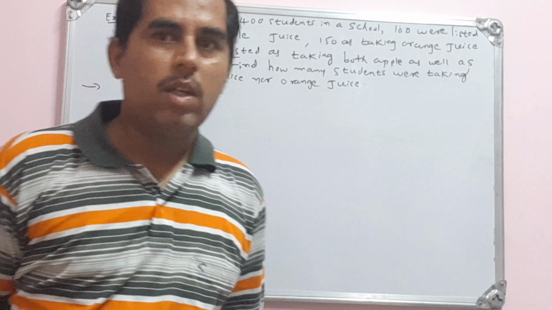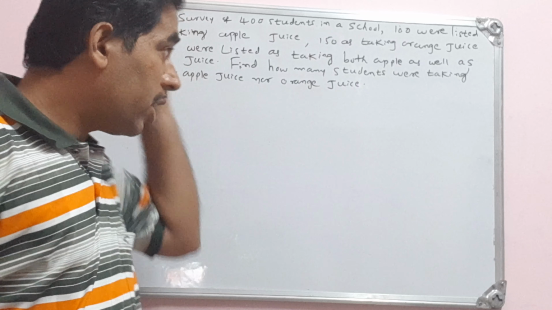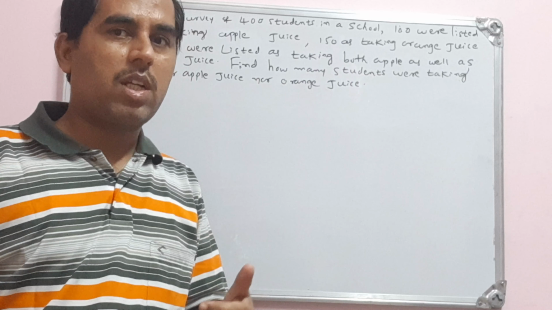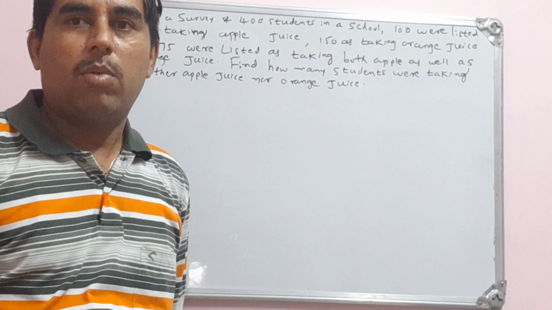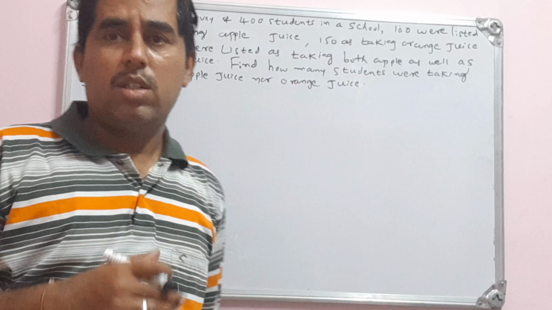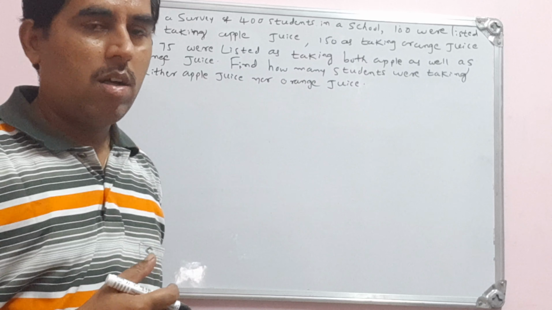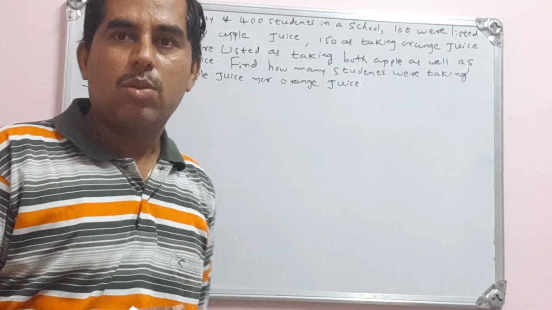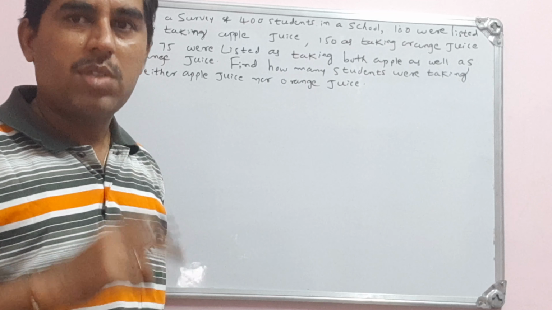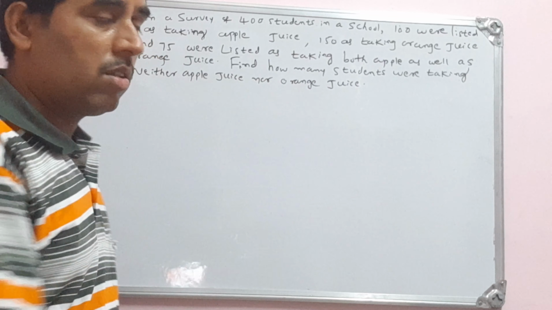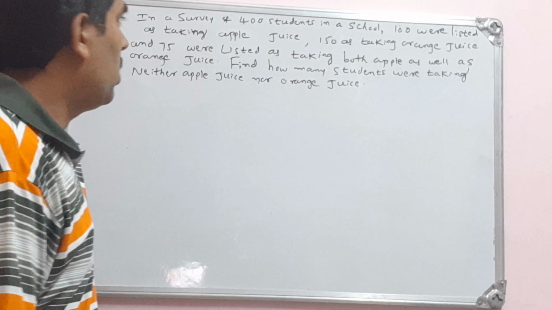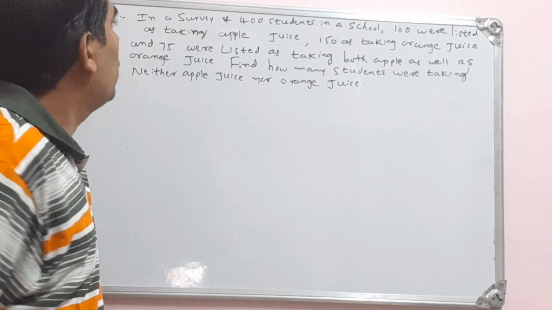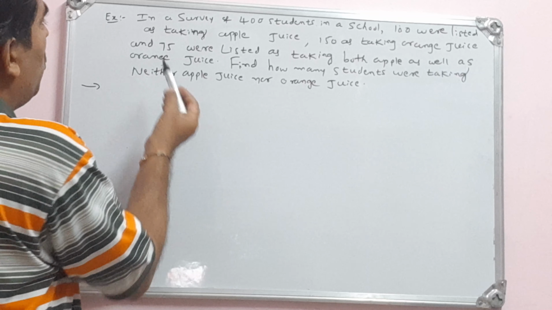Welcome to all. Let us continue to solve some more problems on cardinal properties of sets. In our previous class, we worked out 4 problems by using the formula n of A union B, or n of X union Y. Let us continue to solve 1 or 2 problems in this session. I have already written an example on the board. Let us read the example carefully, and afterwards, let us discuss what we can do about this.